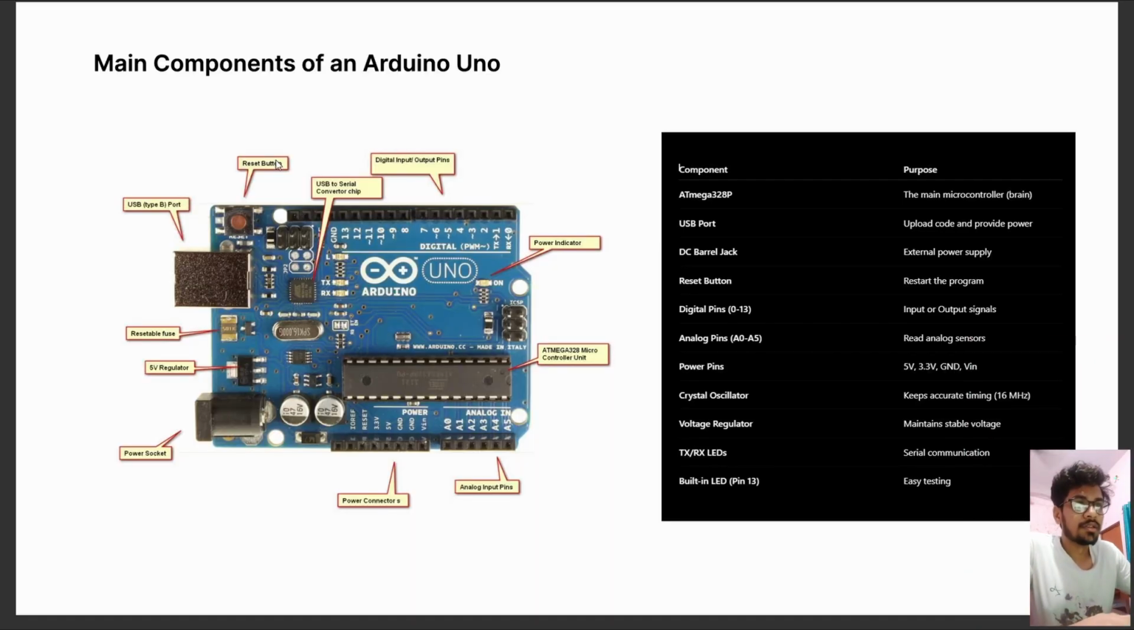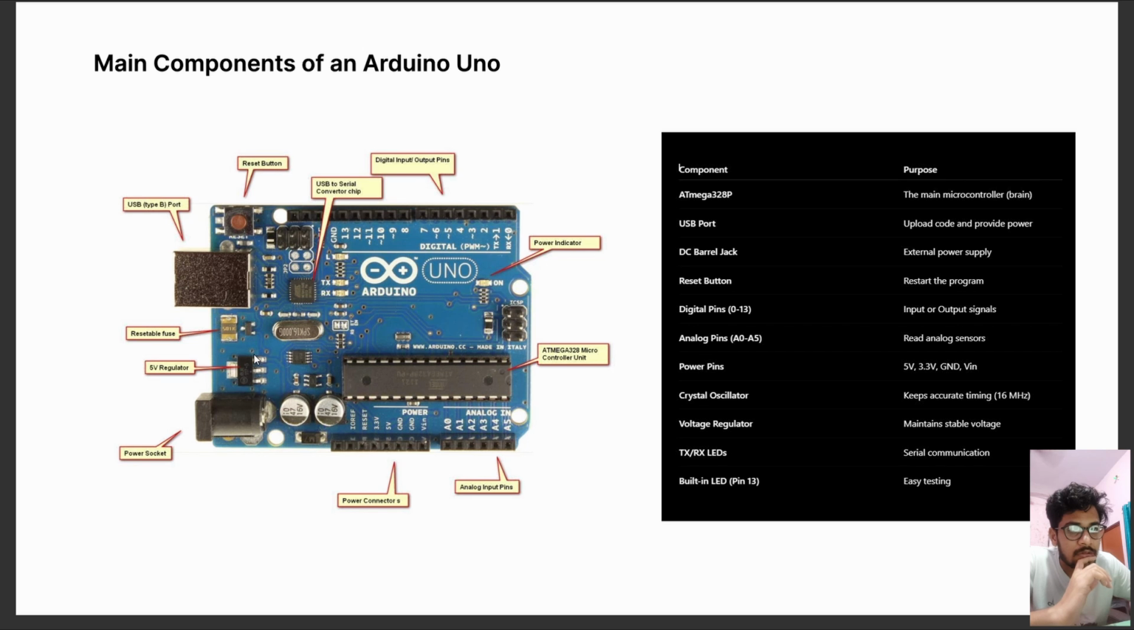Let's talk about the main components of Arduino. You can see that this is the Arduino. This is the USB type B port. Basically, we connect a USB type B cable to this Arduino and connect it to the computer. This is a resettable fuse, which works just like a fuse in any other electronic component. And here you can see there is a reset button. When we click the button, the whole Arduino resets.